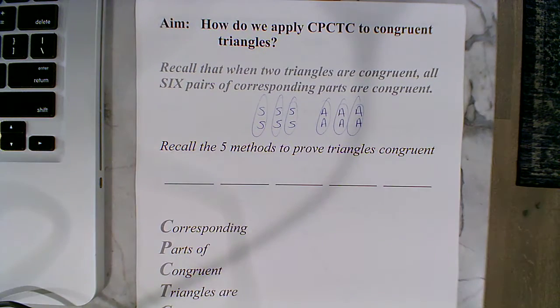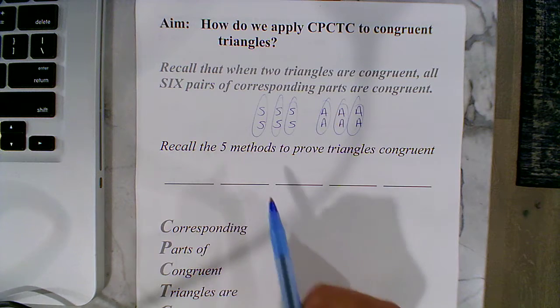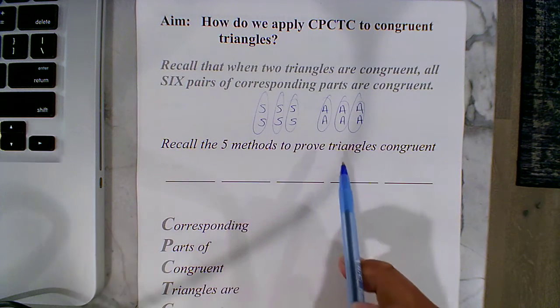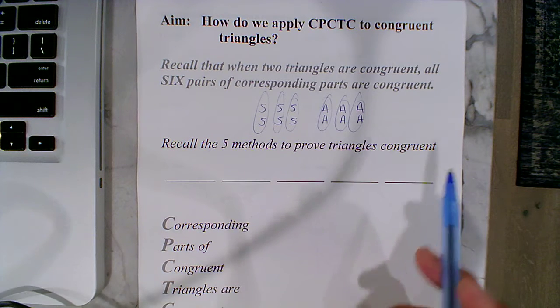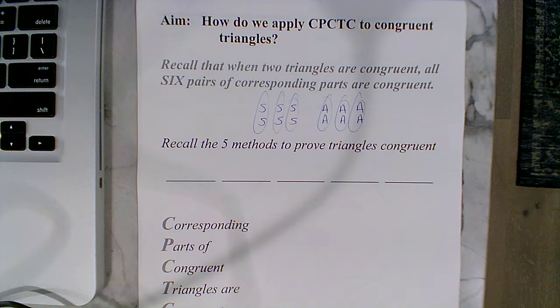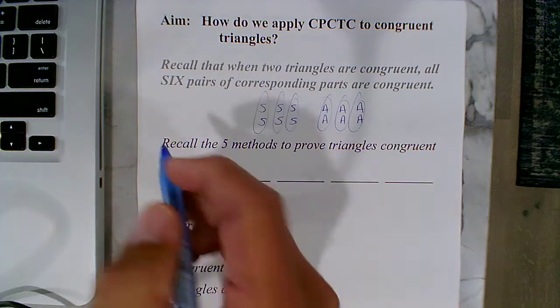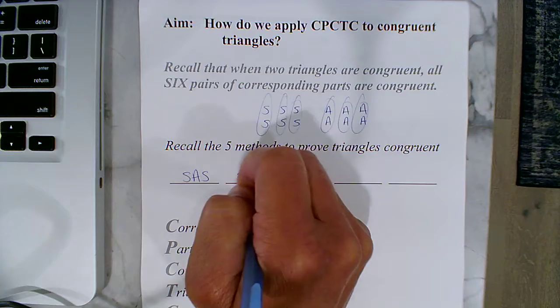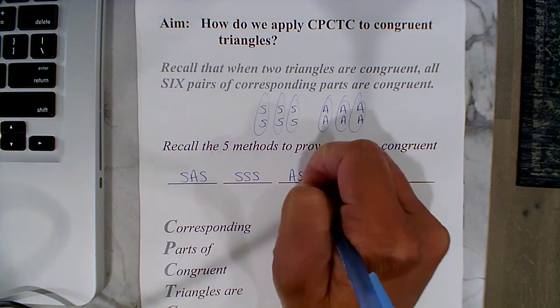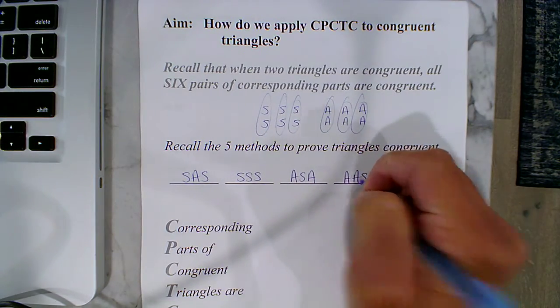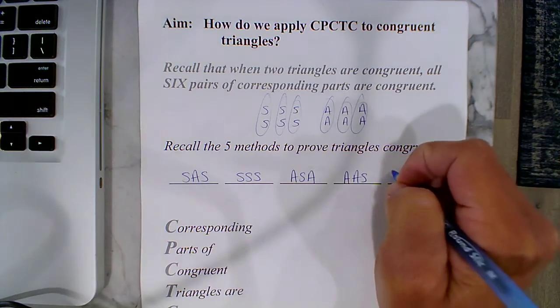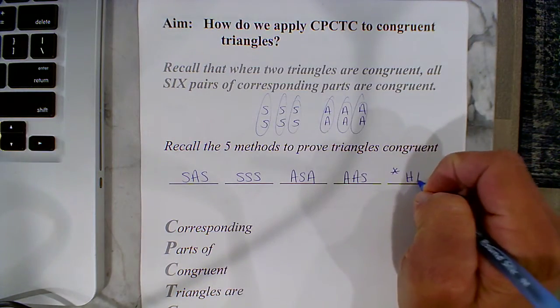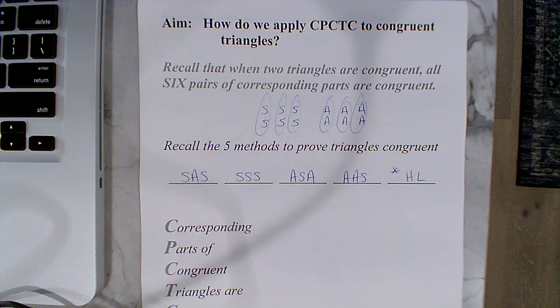All right, now with that in mind, I want to take a step back and ask you to remember the 5 methods of proving triangles are congruent. All right, so I'm going to pause for a second and see if you can think of them in your head. They were side angle side, side side side, side angle angle, angle side angle, and then the special one just for right triangles, hypotenuse leg. All right?